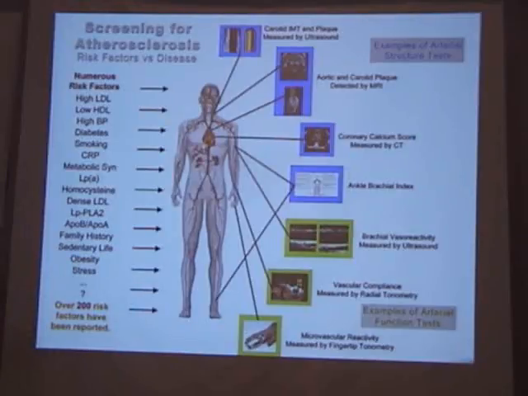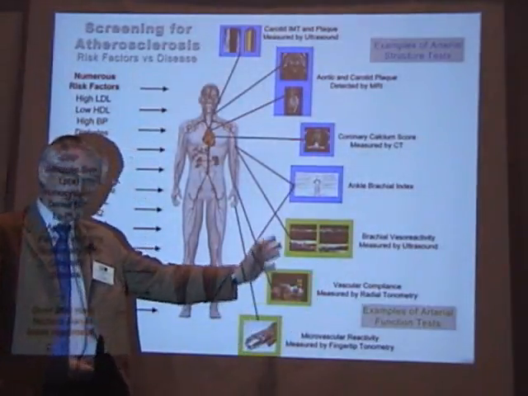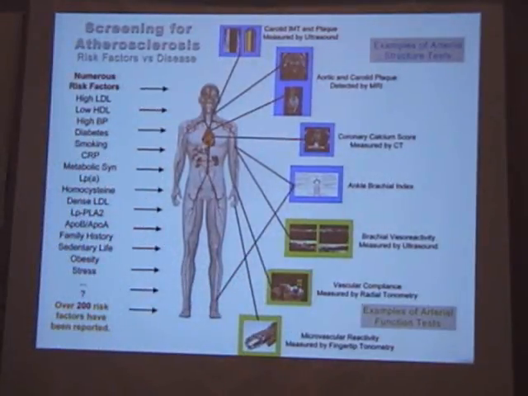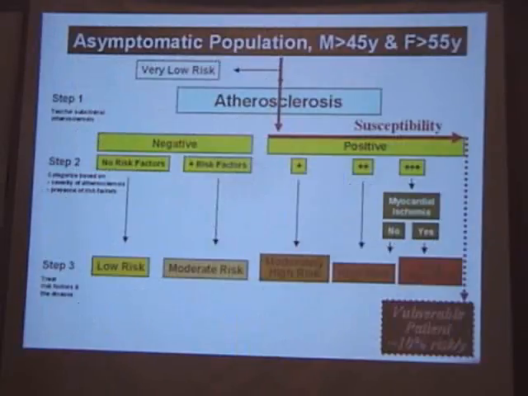We have many different tools we can use today. Ultrasound, MR, CT, compliance measurements, endothelial dysfunction measurements. Some of them have been used longer than others. Some of them have been used for many years, and there is some clinical outcome data. So we can say something more of some of these tools, their ability to predict a clinical outcome. We can come back to these tools later.